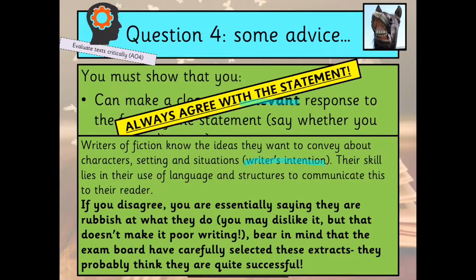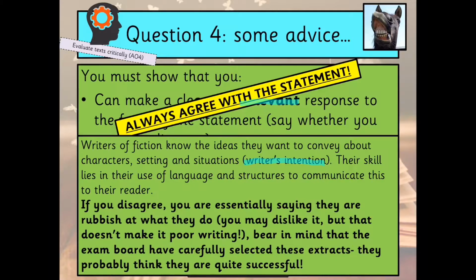I'm not going to stand here and say that you have to enjoy everything that you are given to read in an English language exam. That's not really what I'm saying. You can dislike it, you can find it personally not to your taste, but that doesn't make it bad writing. The two things are not the same.